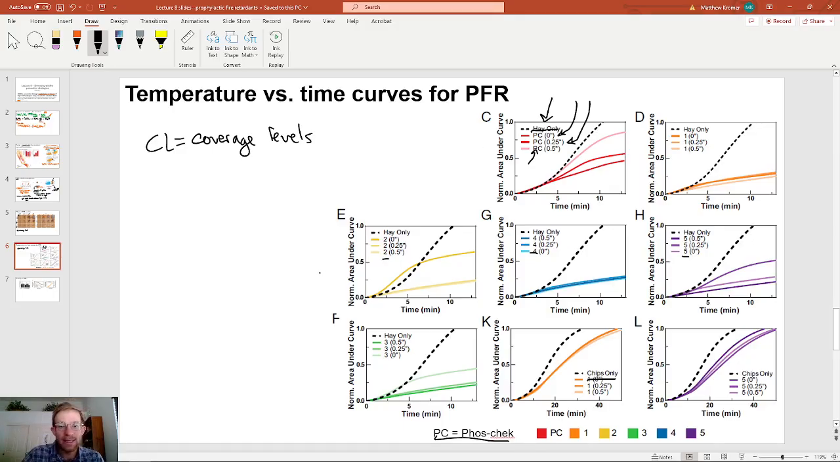So these y-axes here say normalized area under curve. Ignore that, just think of this as temperature, okay? They did a little bit of extra steps to make their studies more statistically significant. Don't worry too much about that. Just know that they're tracking temperature as a function of time while burning this plant matter, okay?